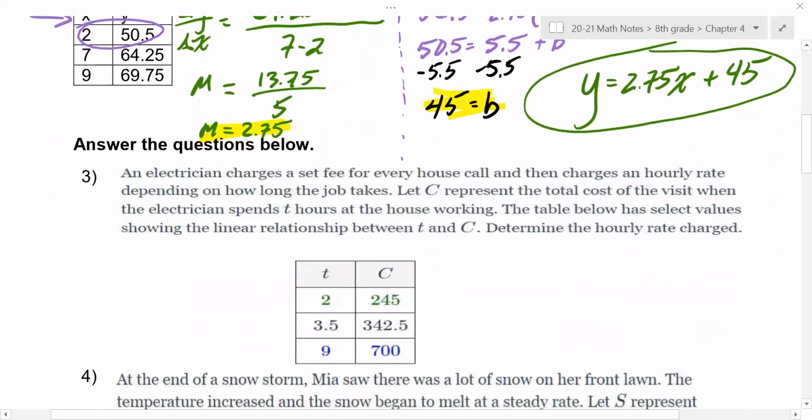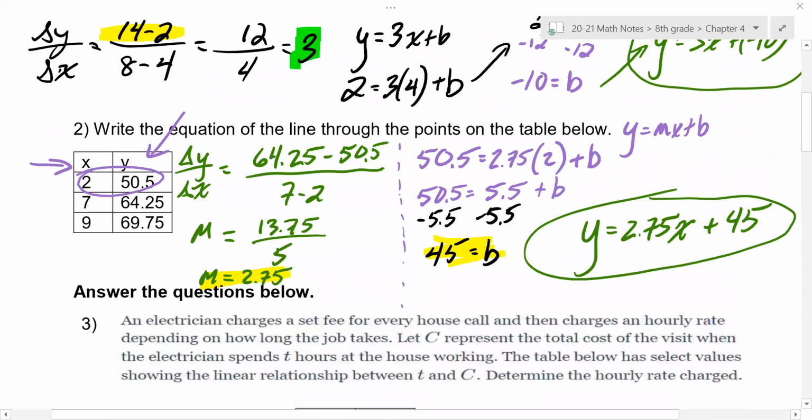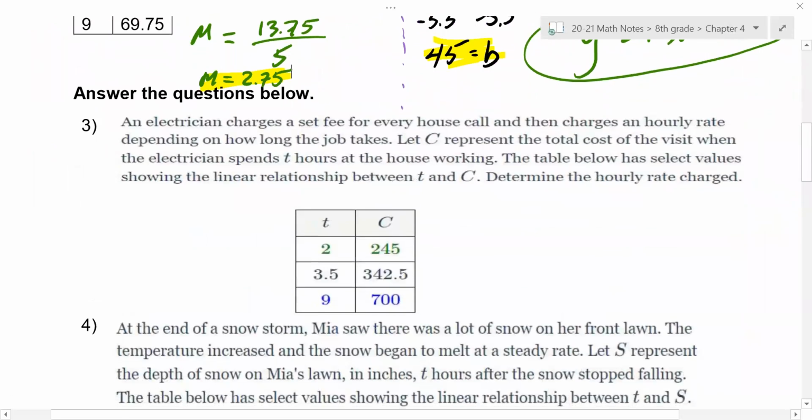So here's the easier part of your homework, because this part right here that we just did is the more difficult part. The easier part is just finding slope, and that's what the first couple of these examples are, with the new stuff-ish. An electrician charges a set fee for every house call and then charges an hourly rate depending on how long the job takes. So this is like your homework from Monday, Thursday.